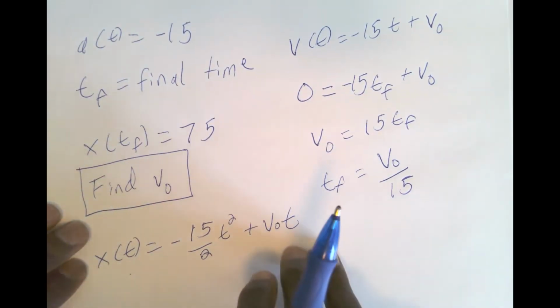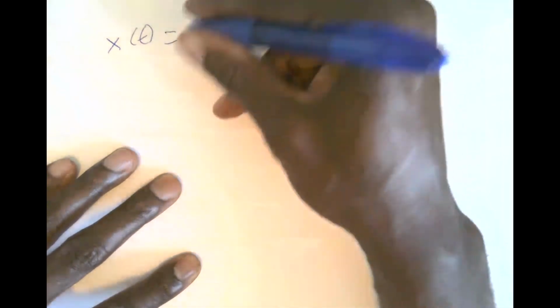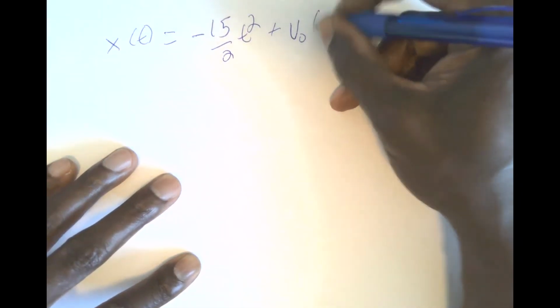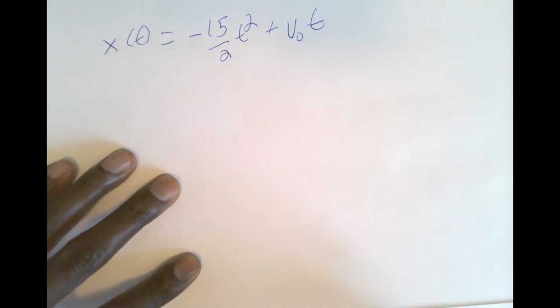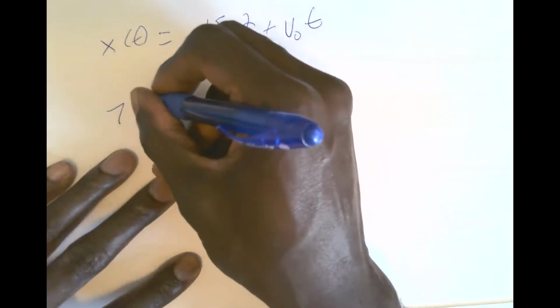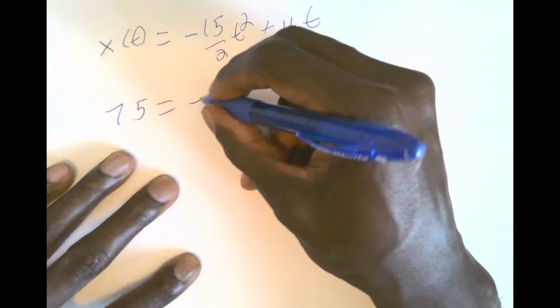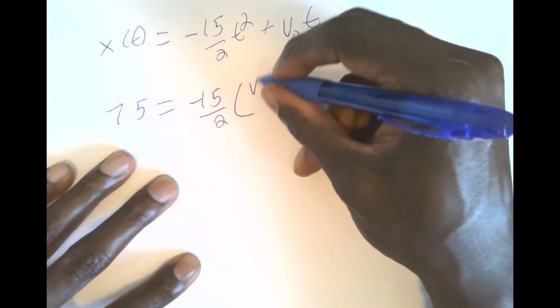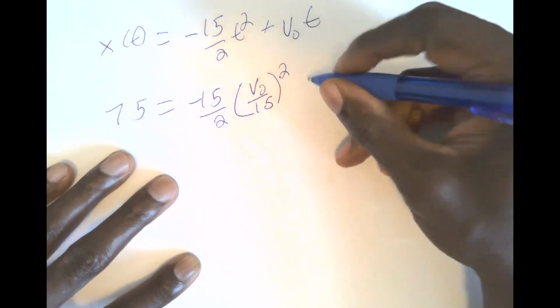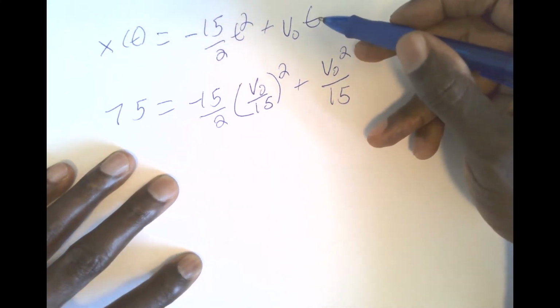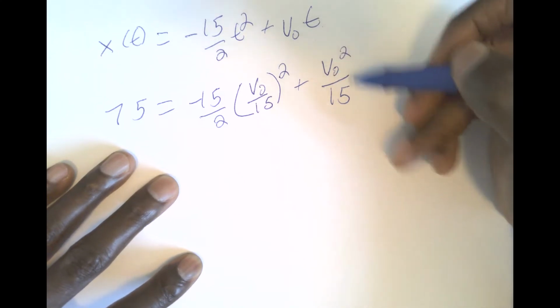So let me rewrite this statement on a blank sheet. And the statement is that x of t is negative 15 over 2 t squared plus v naught t. And I'm going to plug in t sub f for t, and x of t sub f is 75. And remember, t sub f in terms of v naught is v naught over 15. So I'm going to be plugging in v naught over 15 here. So this is negative 15 over 2 times v naught over 15 squared plus v naught squared over 15. So again, remember, t was v naught over 15. So v naught over 15 times v naught is v naught squared over 15.